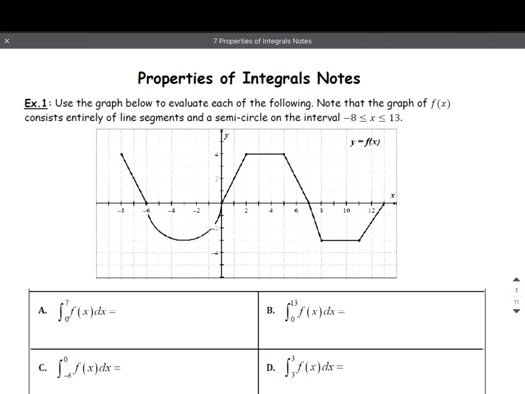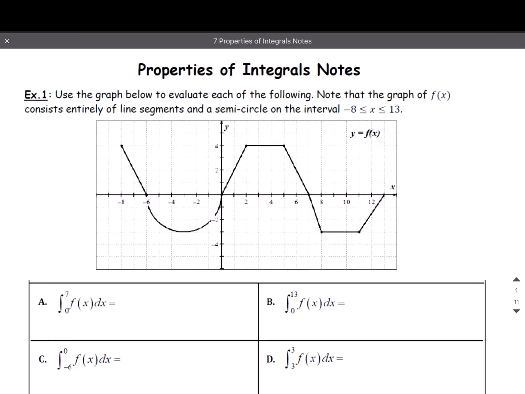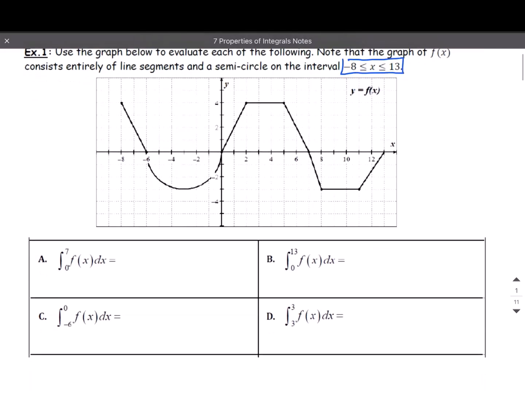Today we're going to look at some properties of integrals. We're going to start with a simple basic problem before we get into the new properties that are going to manipulate this a little more. What we have here is a graph of f of x, and it consists entirely of line segments and a semicircle, which is between -6 and 0, and it's on the closed interval from -8 to 13. Now we're going to evaluate some of these integrals.